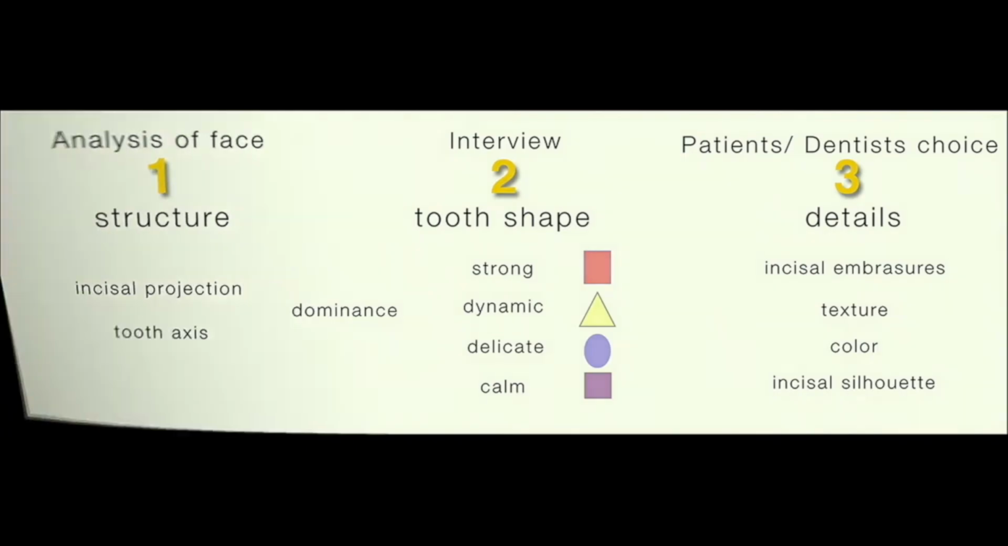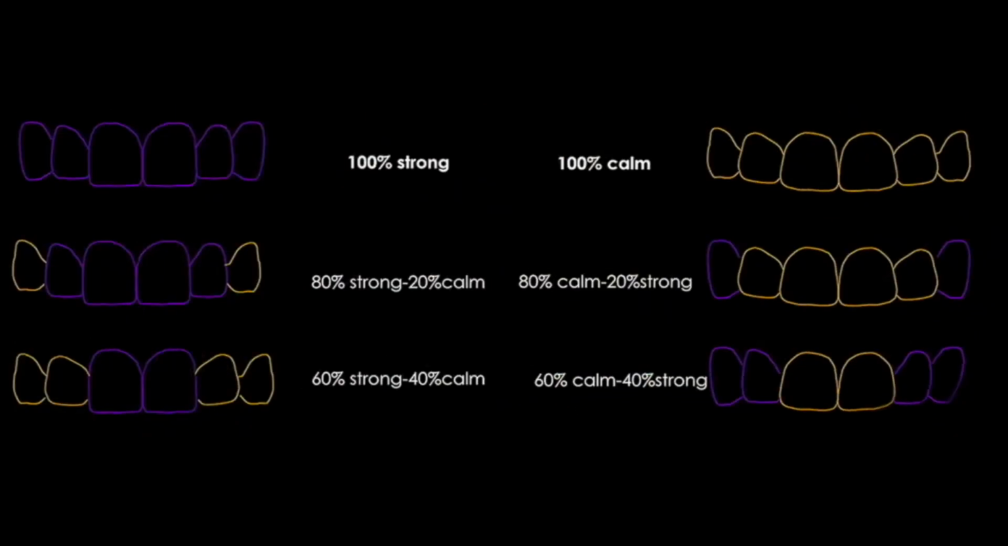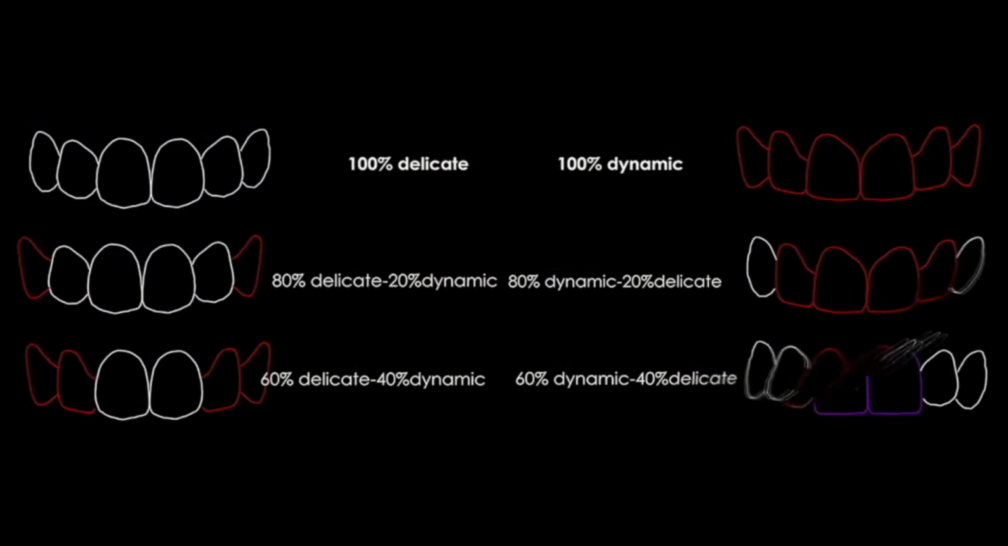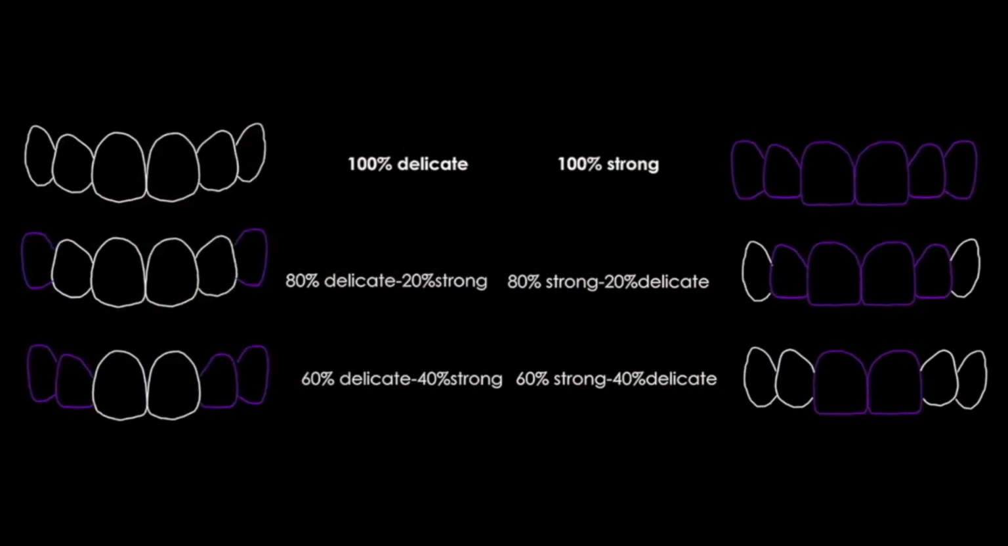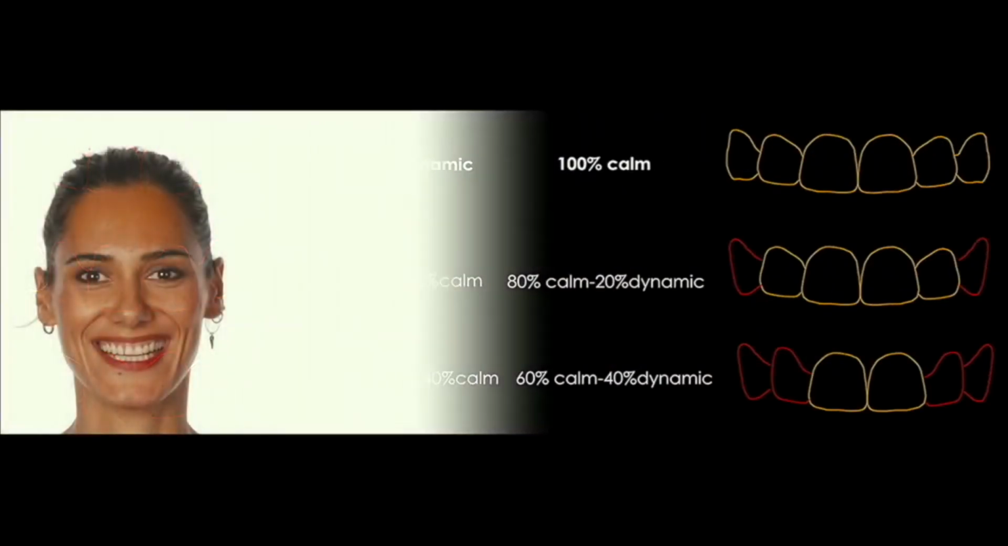our story. And then we simply digitize this, we put it into lots of algorithms, and we placed literally hundreds of combinations of all these different mixtures, because nobody is pure strong, pure delicate, pure dynamic. It should be a combination. And after that, we started treating cases with this concept.